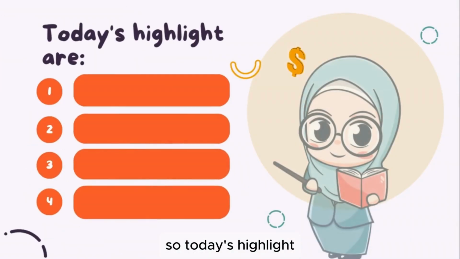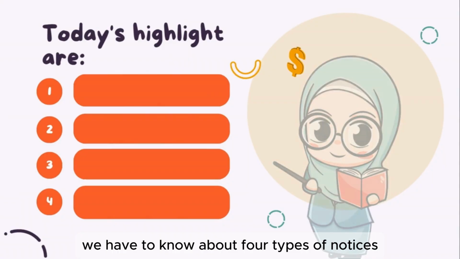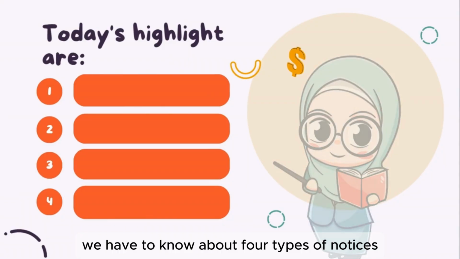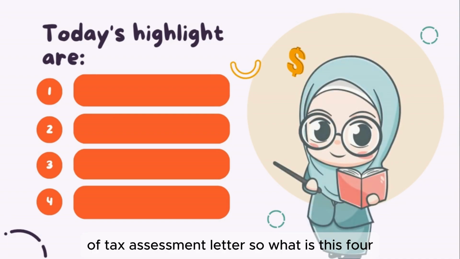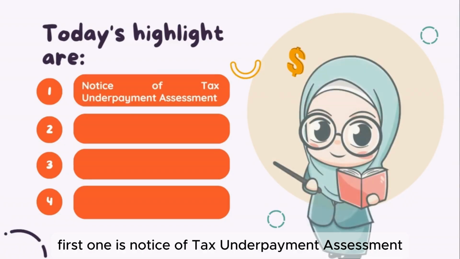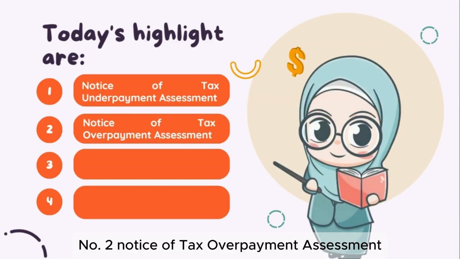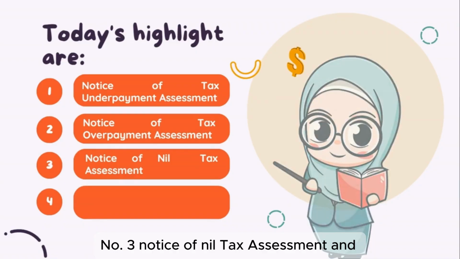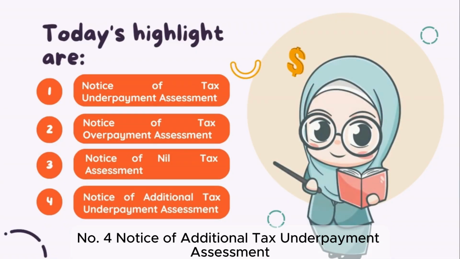So, today's highlight, we have to know about 4 types of Notices of Tax Assessment letter. So, what is this for? First one is Notice of Tax Underpayment Assessment. Number 2, Notice of Tax Overpayment Assessment. Number 3, Notice of Nil Tax Assessment. And number 4, Notice of Additional Tax Underpayment Assessment.